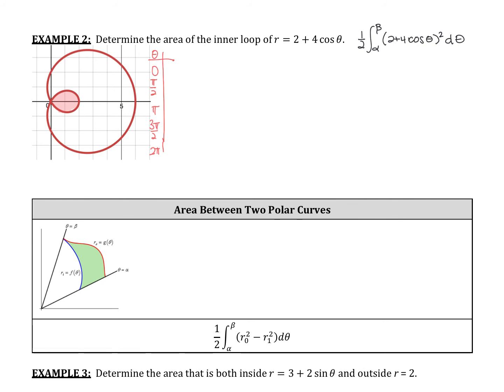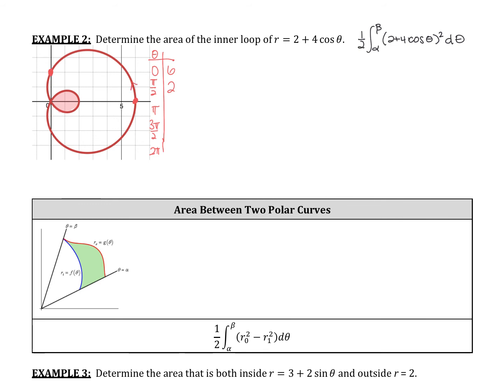If I plug 0 into my equation, I would have 2 plus 4 cosine of 0. The cosine of 0 is 1, so 2 plus 4 gives me 6. So 0, 6 is this point right here. Then if I plug in pi over 2, we get 2 plus 4 cosine of pi over 2, which is 2 plus 4 times 0, which just gives me 2. That point's right here, and so we can see that this curve is going up this way.